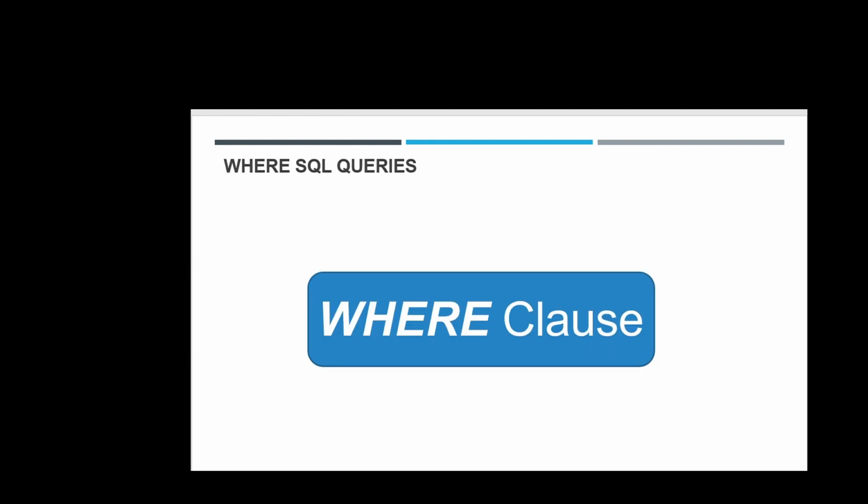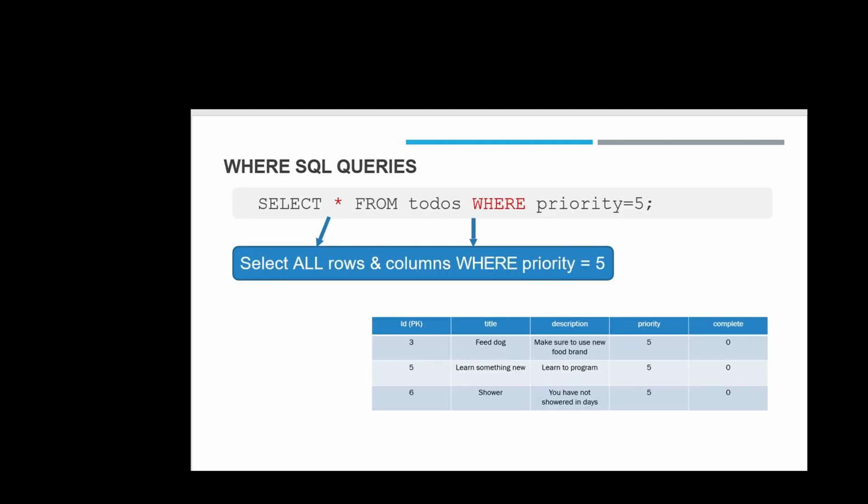Now we go on to understanding the WHERE clause in SQL. If we want to do some filtering on the database, we can use the WHERE clause. In this case, we're selecting everything from the to-dos where the priority equals 5. We're selecting all the rows where the priority equals 5, and this is the table printed out. Here are all the rows where the priority column, as you can see, is equal to 5.